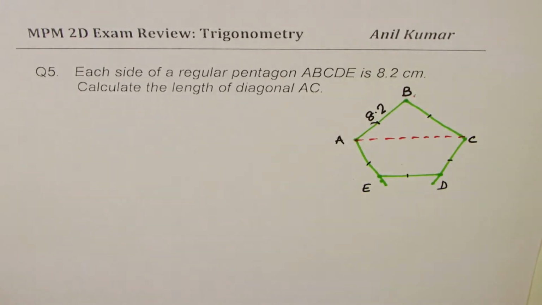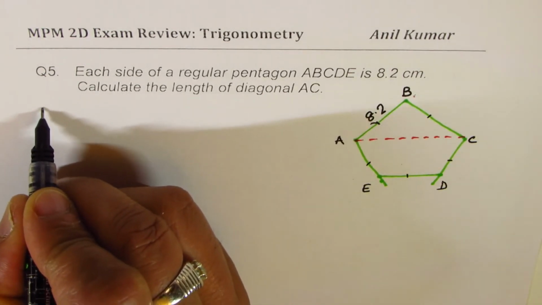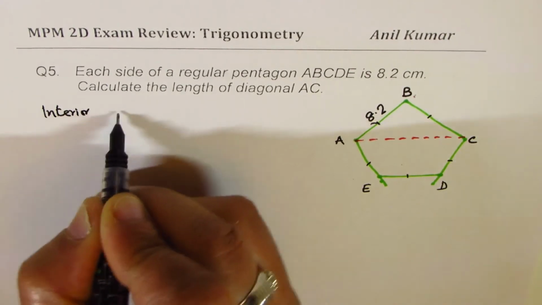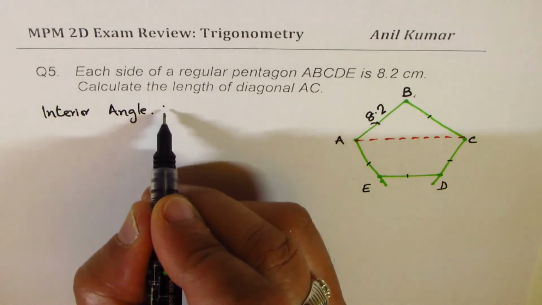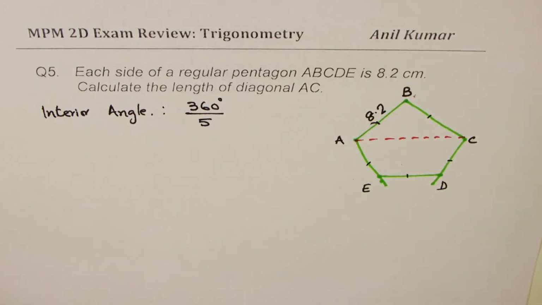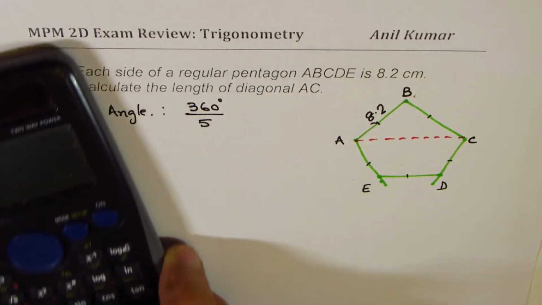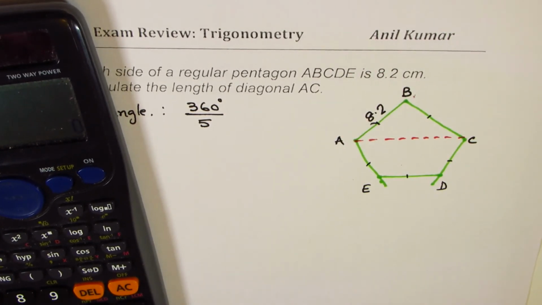So in such cases, what should you do first? Think about it. Pause the video, answer, and then look into my suggestions, okay? So first step is, let's find the interior angle. Now, the sum of angles is 360 degrees, right? So it is 360 degrees, the sum of angles, divided by 5. Since there are 5 such angles, for any closed polygon, the sum of exterior angles is always 360 degrees, right? So to begin with, that's what it is.